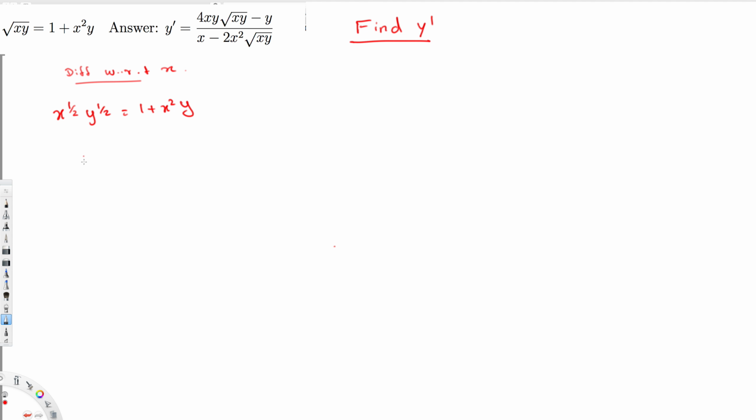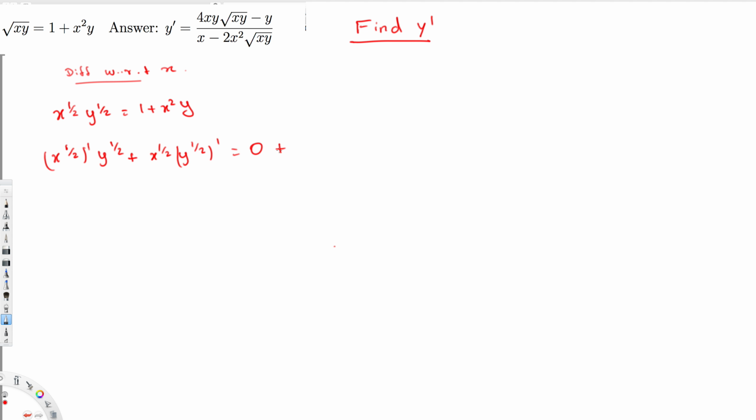So if I take the derivative here, you see two different variables are multiplying each other, therefore I have to use the product rule right here. So the product rule is going to be x to the power half prime times y to the power half, plus x to the power half times y to the power half prime. On the other side, we are going to have 1 prime, the derivative of 1 is going to be 0.